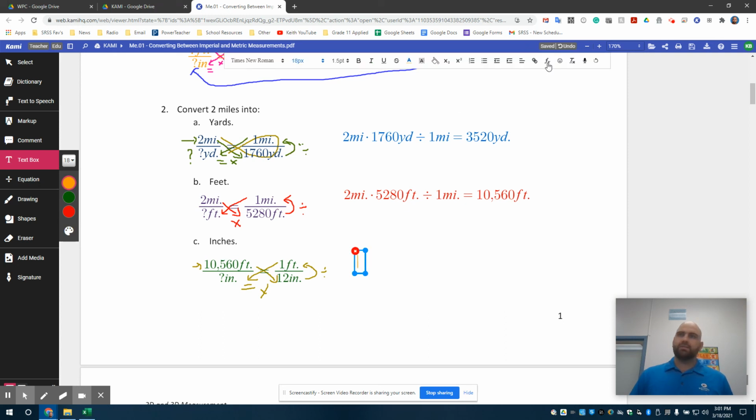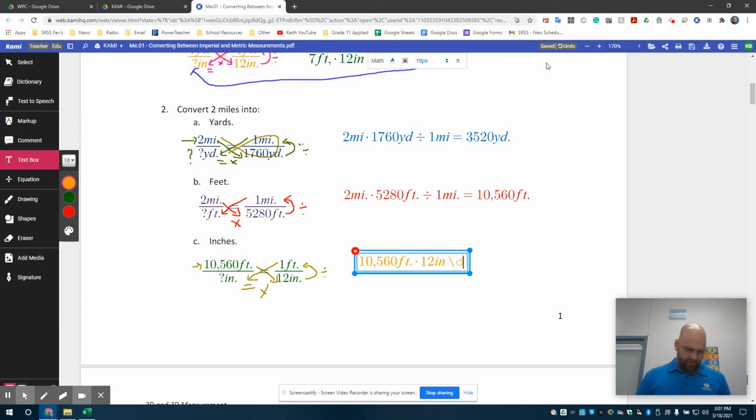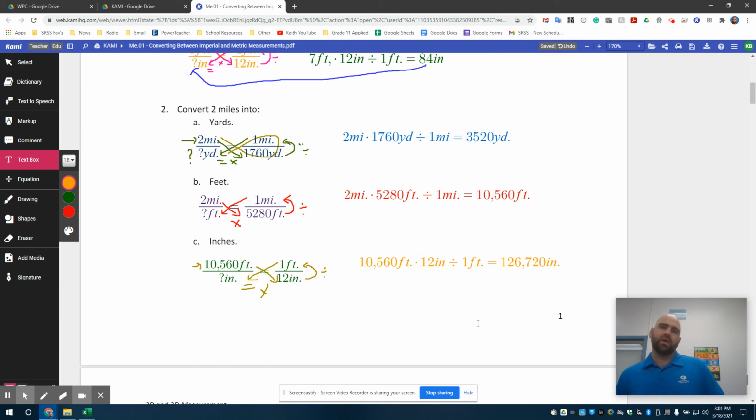Let's write that out as a statement. 10,560 feet times 12 inches, which are in each foot, divided by 1 foot, and that is going to equal 126,720 inches in 2 miles. That is a long distance, especially if you're using a 1-inch ruler. Please don't measure 2 miles with a 1-inch ruler.